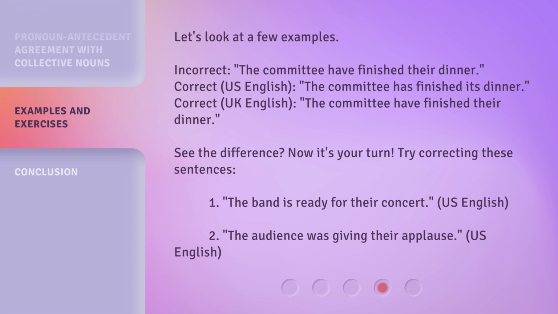Try correcting these sentences. 1. The band is ready for their concert. US English. 2. The audience was giving their applause. US English.